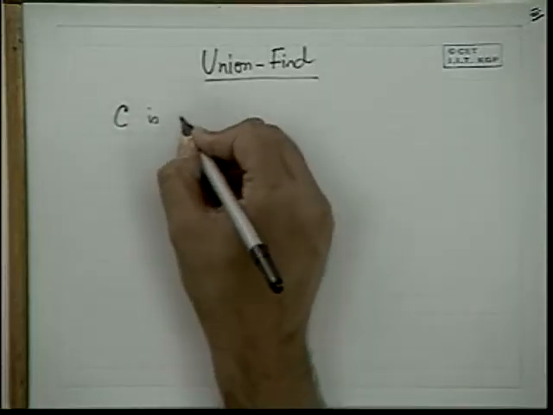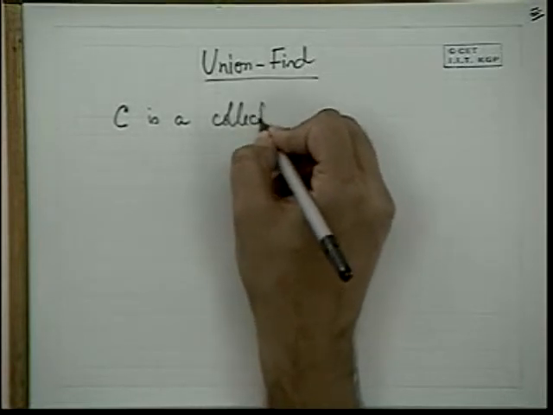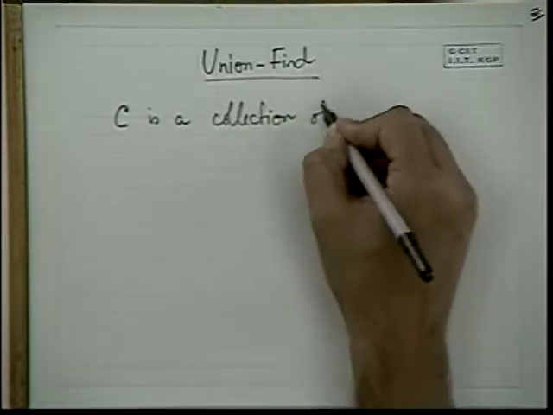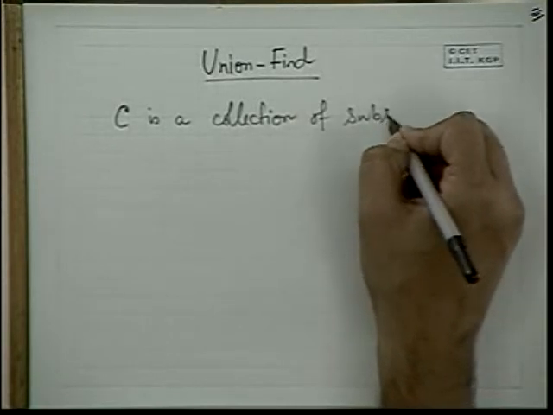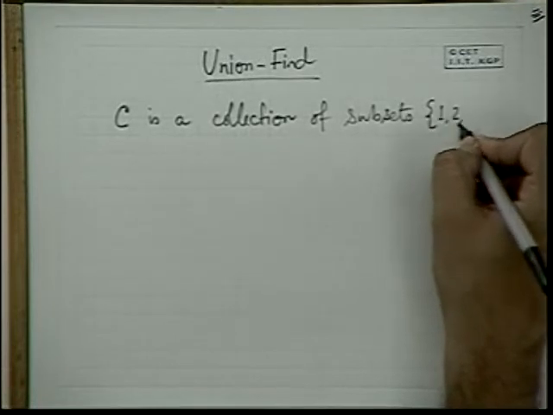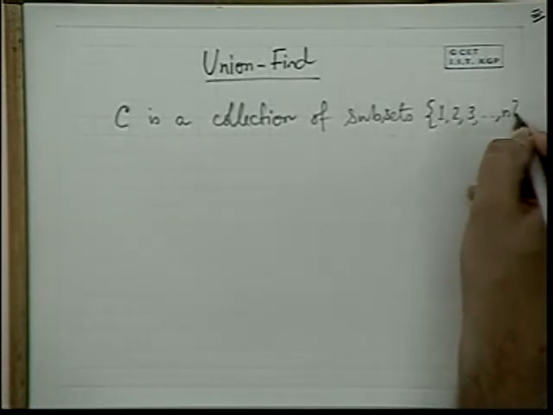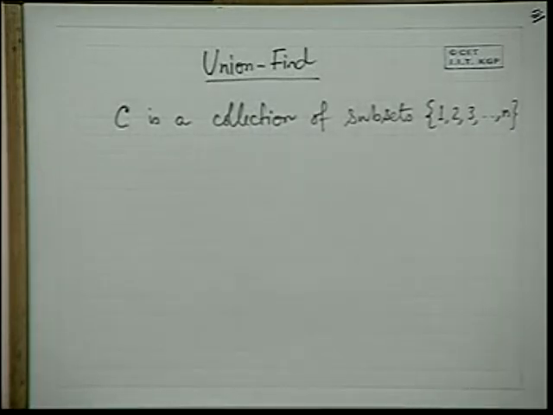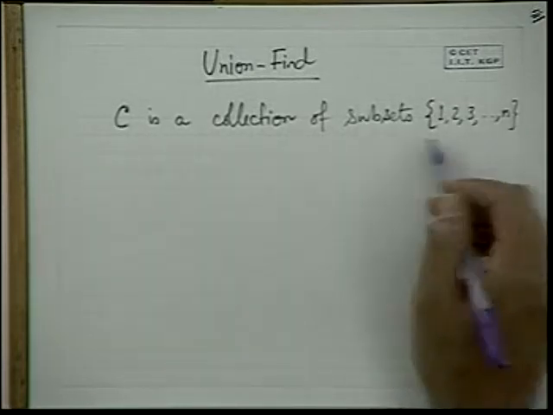So let us see what are our assumptions. So C, I will assume, is a collection of subsets where subsets are coming from 1, 2, 3, say up to n. Okay. So I am assuming that the elements of any set are only the numbers. It is a set of numbers, basically the integers.